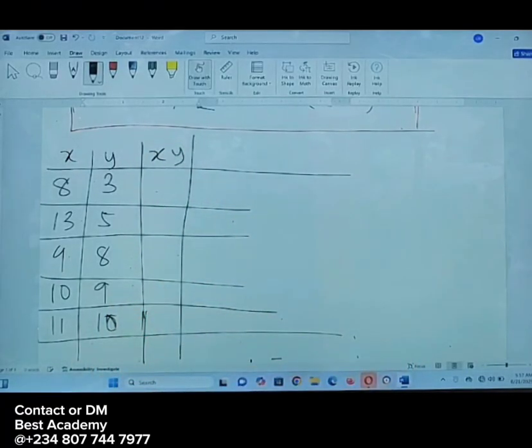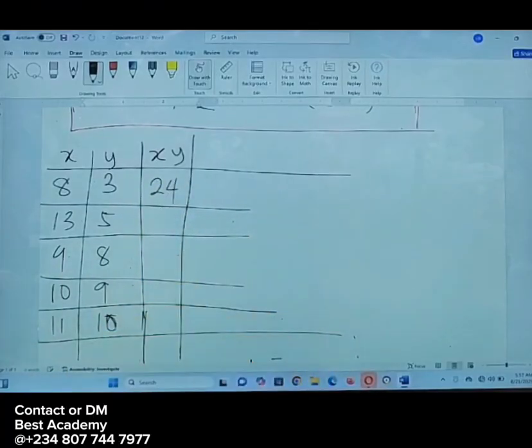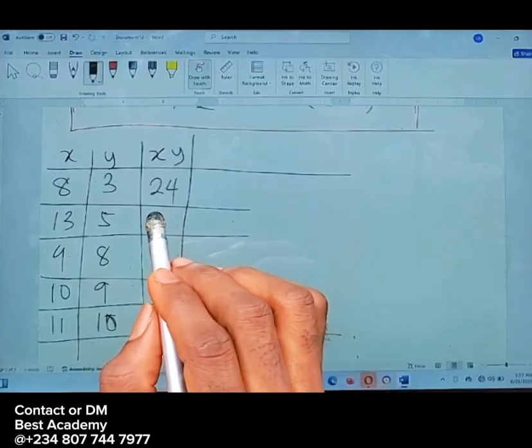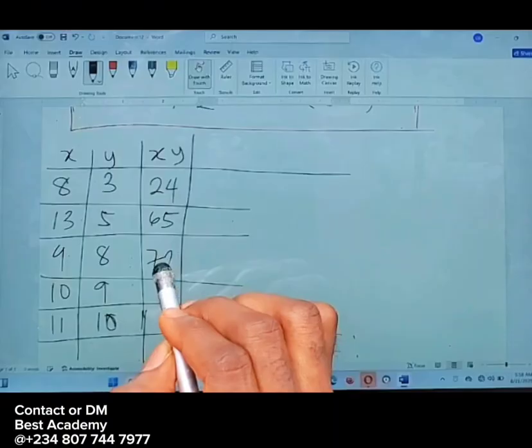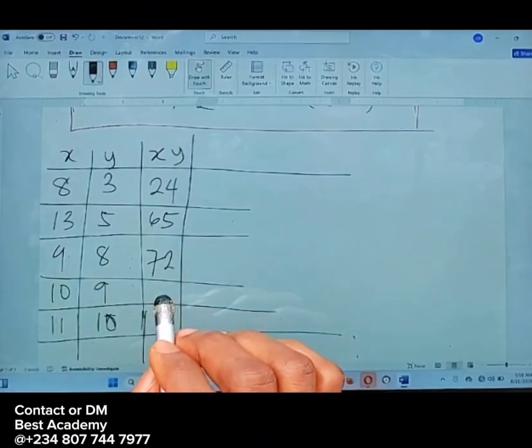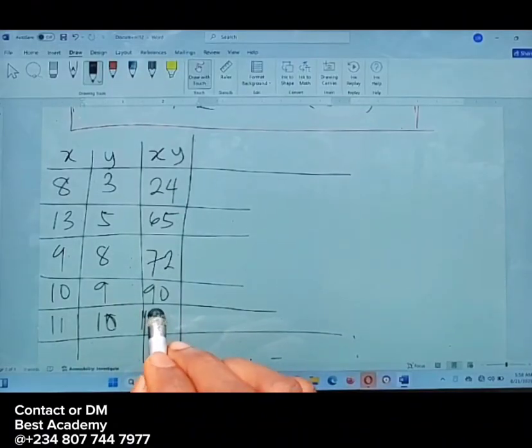So now let's have our sy. Our sy is said to be s times y. So now let's multiply. 8 times 3, we have 24. The next is 13 times 5, which is 65. 9 times 8 is 72. 10 times 9 is 90. 11 times 10 is 110.